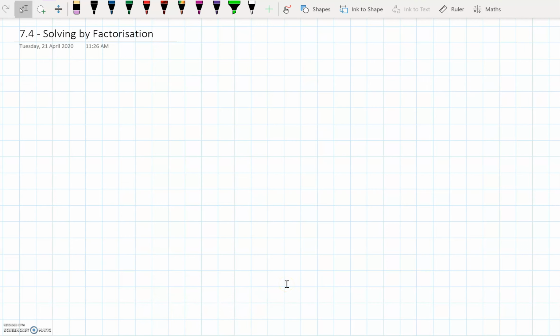Okay guys, what we're going to do now is look at solving by factorization. So what this means is we are looking at solving quadratics by first factorizing them.